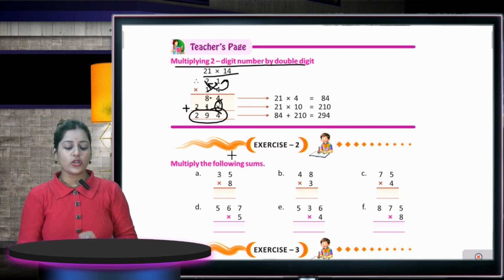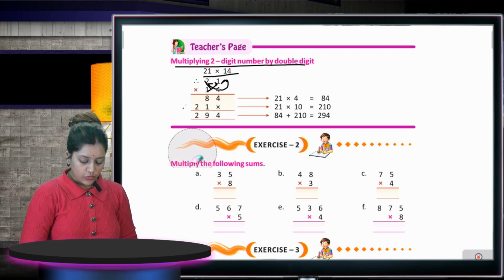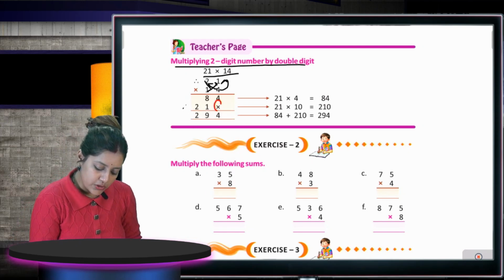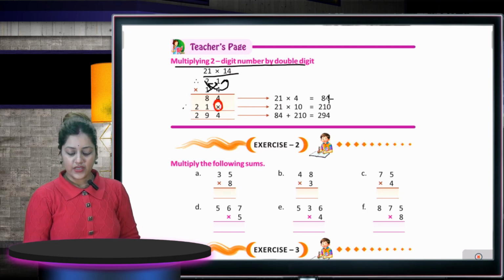But the most important thing you have to remember is that you always put a 1 cross here. Understand?